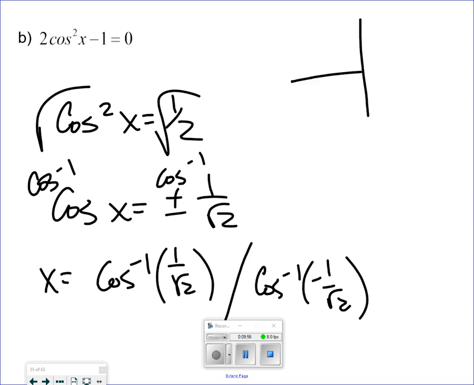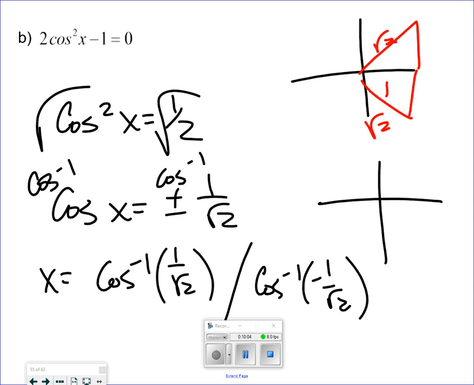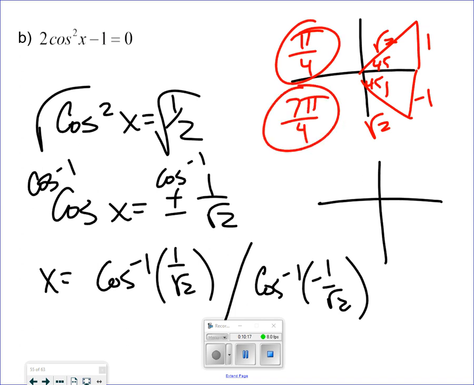I usually try to draw this as 2 separate pictures. So positive adjacent to hypotenuse. The missing side would be 1, which makes a 45-degree reference angle. So the first quadrant is pi over 4, and the fourth quadrant is 7 pi over 4.